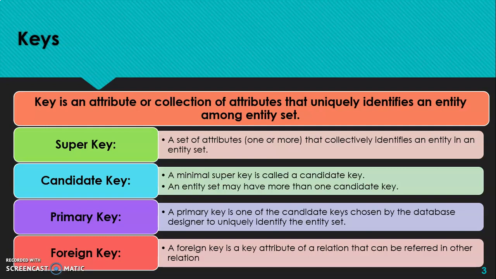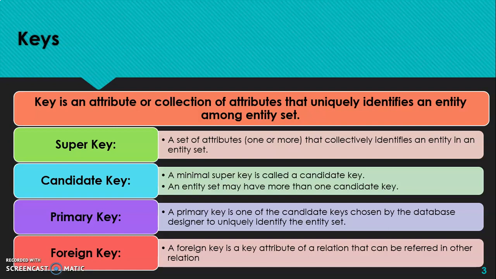A key is an attribute or a collection of attributes that uniquely identifies an entity among the entity set. So a key becomes the column names in a table. It can be a single column or a group of columns. The values in this single column or group of columns uniquely identify a particular record. So that becomes a key.